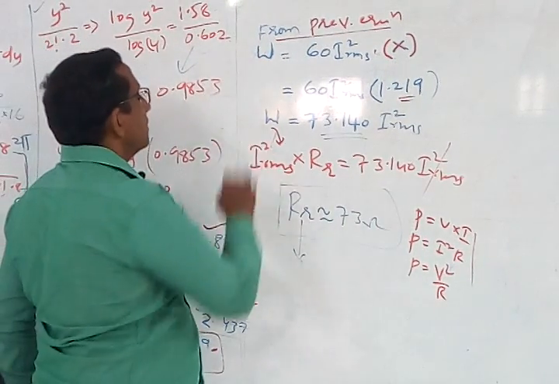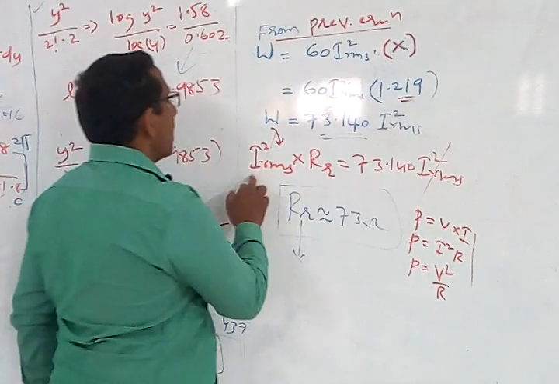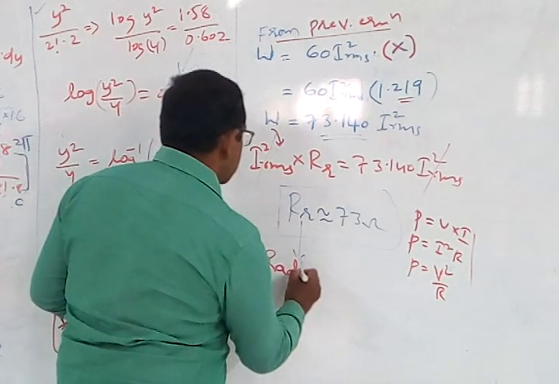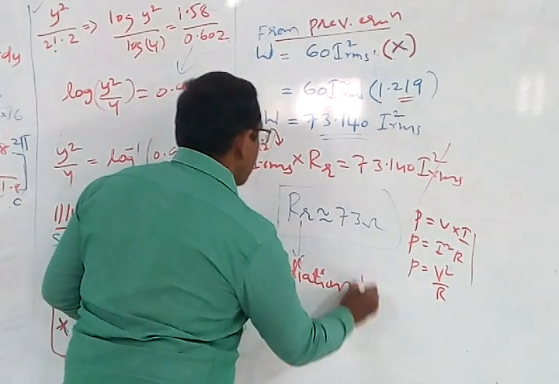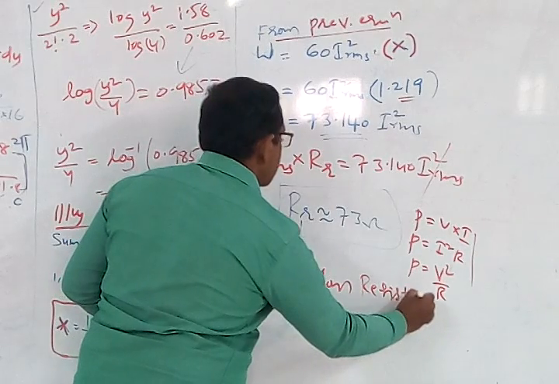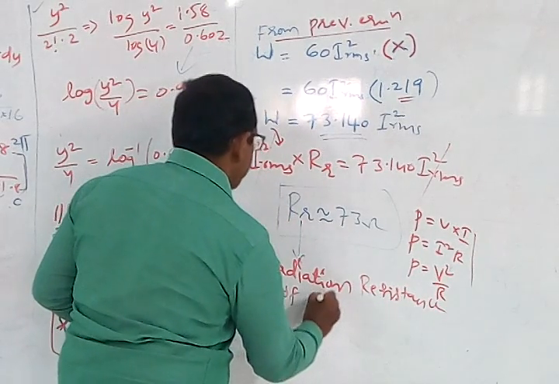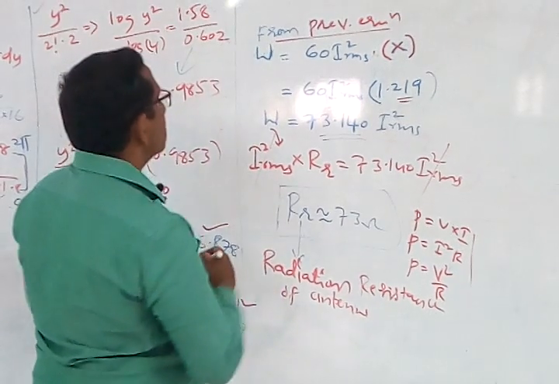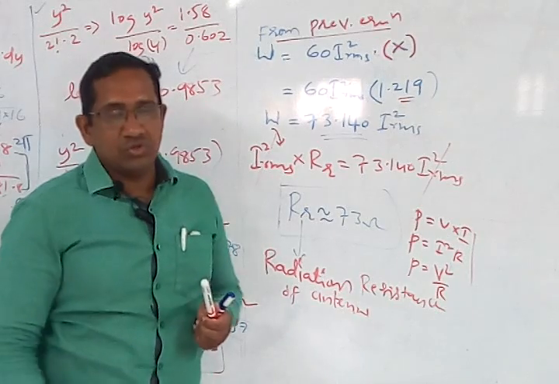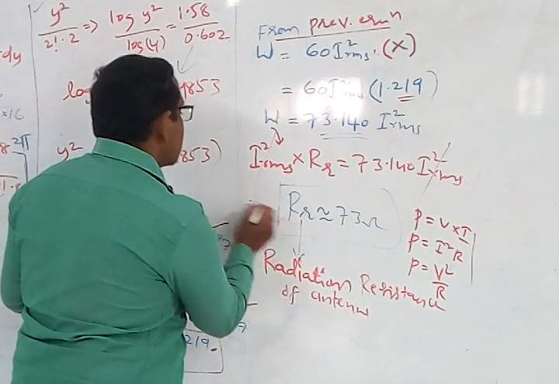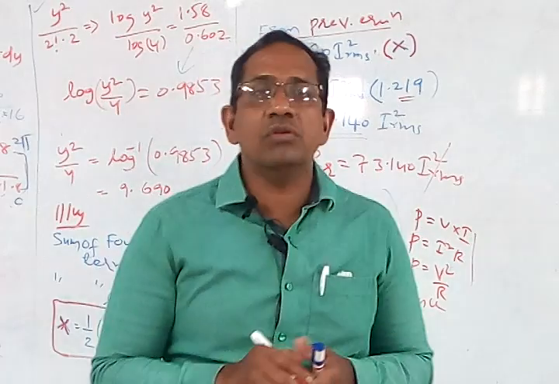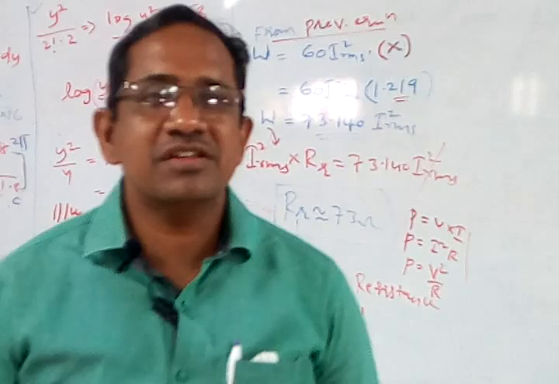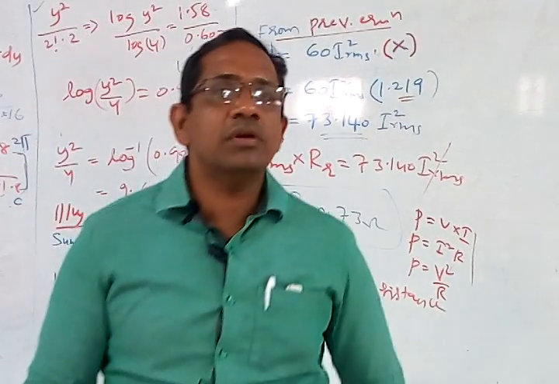So this RMS power I can write as equal to IRMS square into RR, where RR is known as the radiation resistance of the antenna. Once you get this value, it is approximated to around 73 ohms. So with this result we have got the radiation resistance of an antenna, which is equal to 73 ohms. This is the value of the radiation resistance of a half wave dipole antenna.